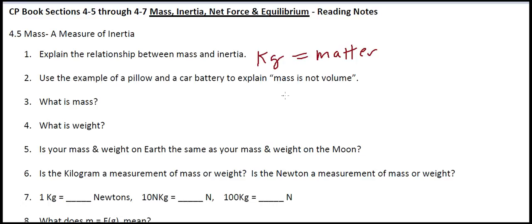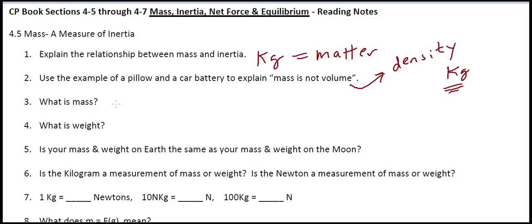The pillow and the car battery: mass is not volume. Mass is matter, and volume is more related to density. A car battery is much more dense than a pillow. But the kilograms is what you would look at specifically, not the density and not the volume.